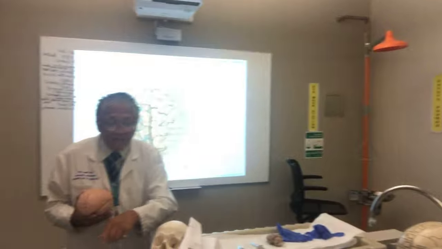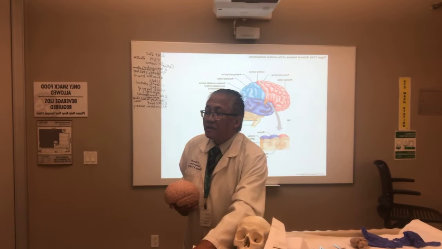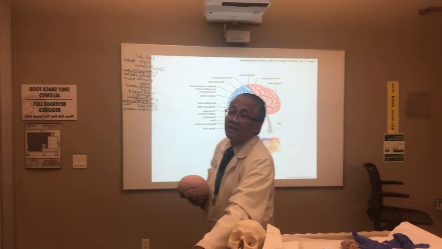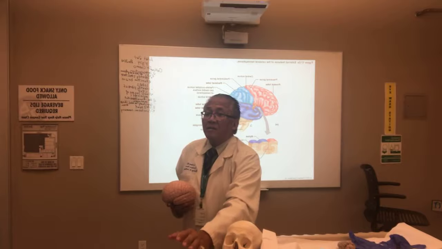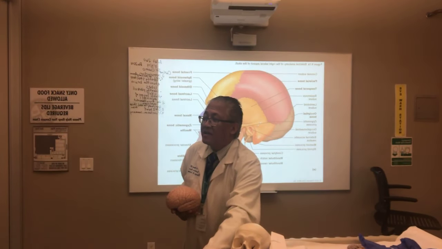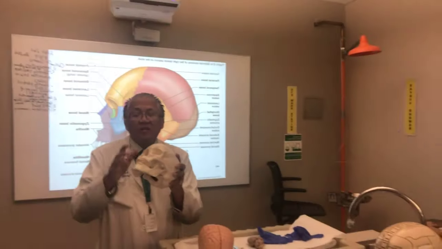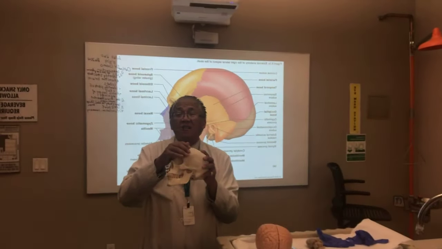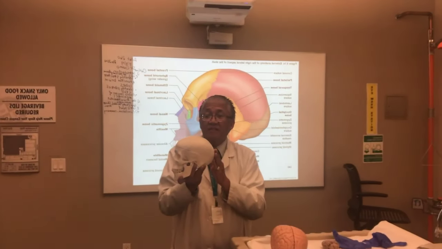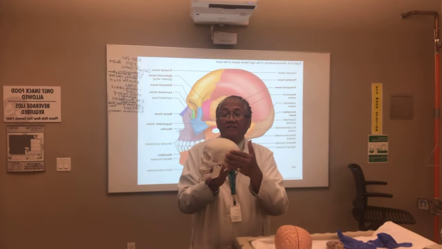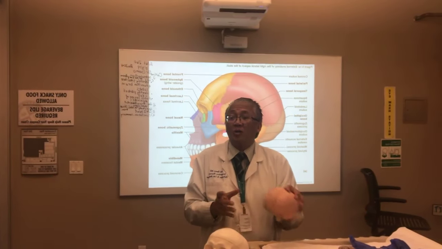If you remember last time, we said that the skull and the brain have the same names. What do I mean by that? If you remember, the skull has what? What is the name of the part of the skull in front? Frontal bone. What about on top? Parietal. What about here? Occipital. What about on the side? Temporal bone. So this is exactly the same name as the lobes of the brain.